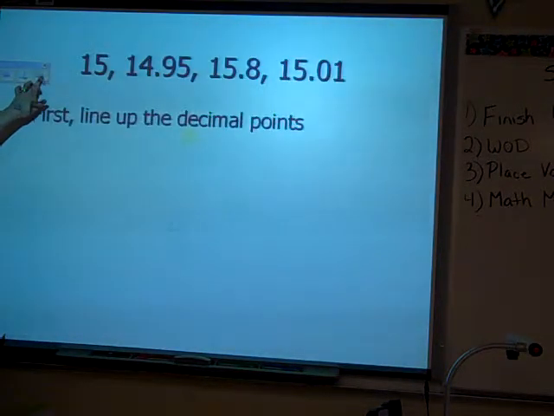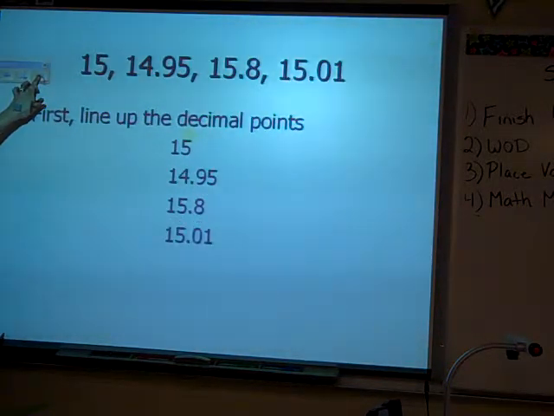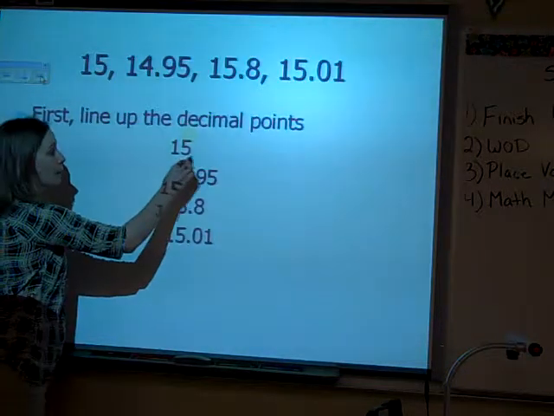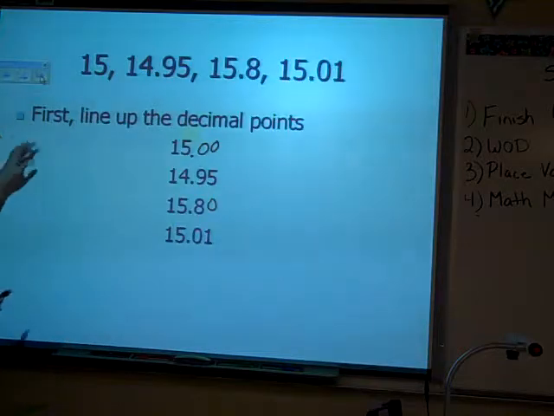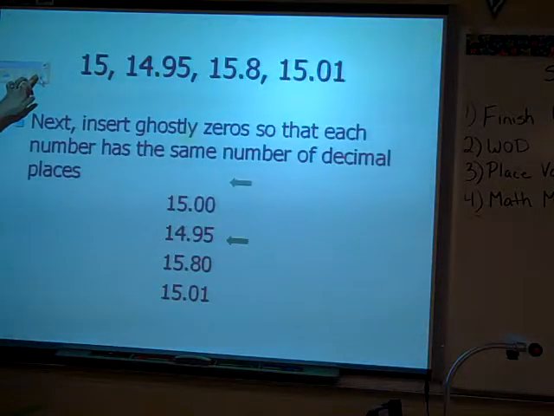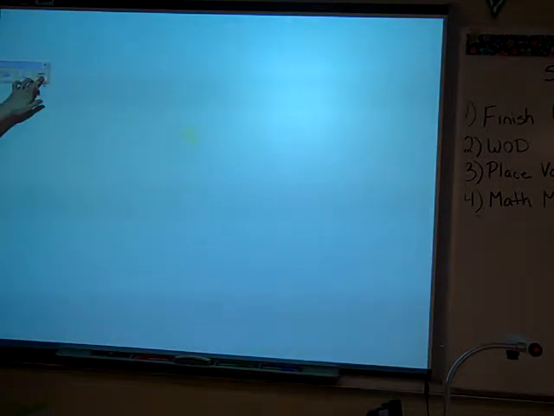Okay. First we line them up, and we line them up at the decimal point. Then you can put your decimal point behind this one and add your ghostly zeros to help you not make mistakes. Oh, and it's telling you the same thing that I just did.